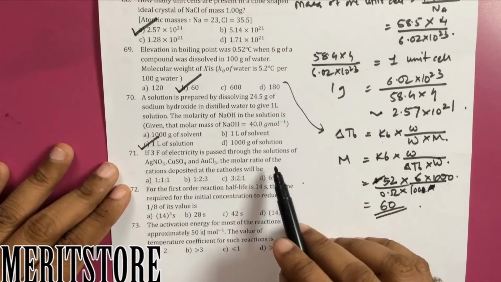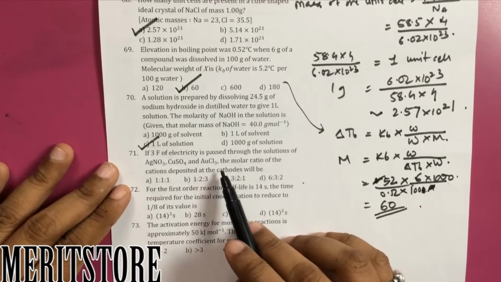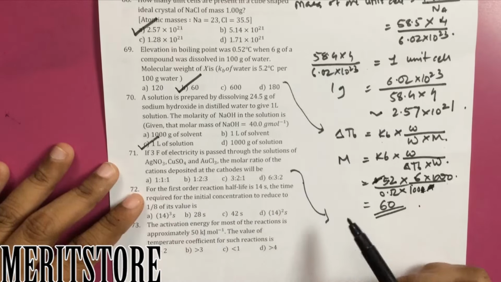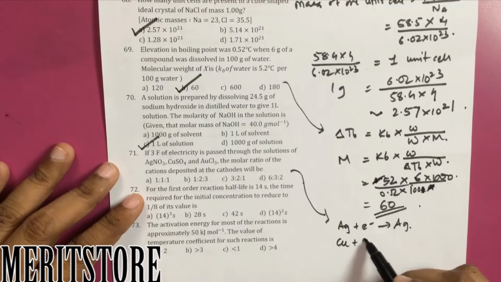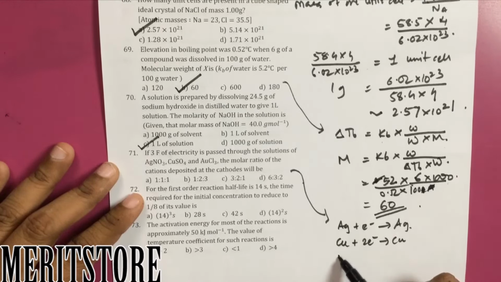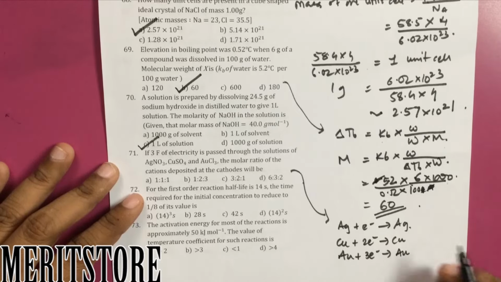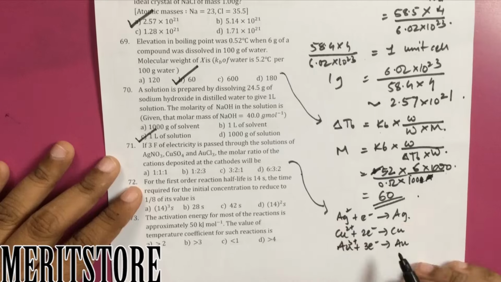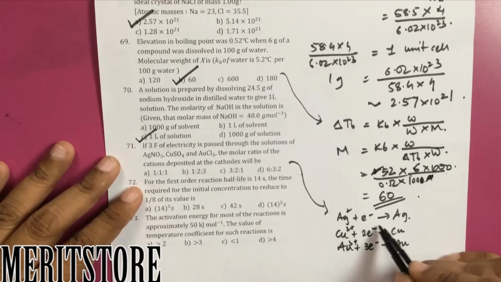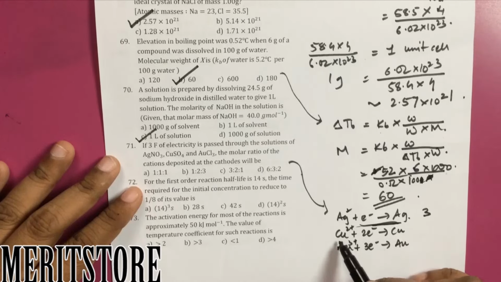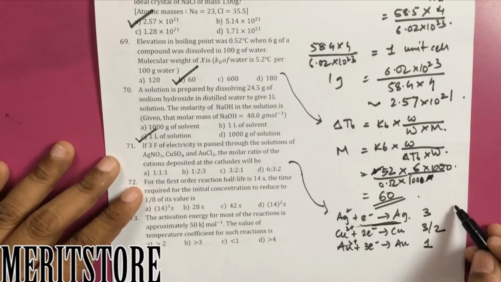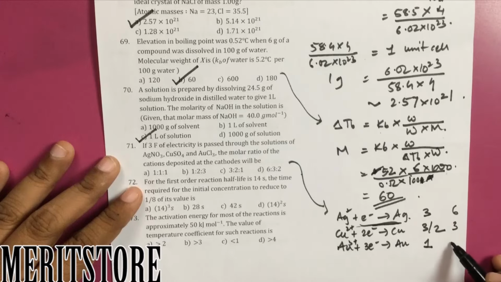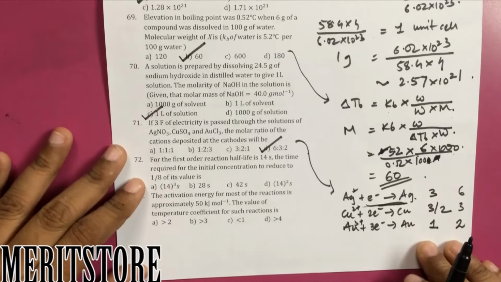71. 3 Faraday of electricity is passed through the solution of AgNO3, copper sulfate and AuCl3. The molar ratio of the cations we need to find. Ag needs 1 electron to get deposited as Ag, copper needs 2 electrons to get deposited as Cu, and gold needs 3 electrons to get deposited as Au, as they have 1 plus, 2 plus and 3 plus charges. If we pass 3 Faraday of electricity, this will give 3 moles, this 3 by 2, and this 1 mole. Multiplying every term by 2, we get 6, 3, and 2. So the ratio is 6 is to 3 is to 2. Therefore, option D.